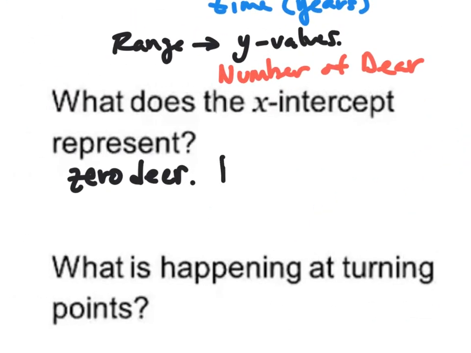You could also say a population of 0. And what happens when you have a population of 0? What do we call that? Begins with an E. Extinction.